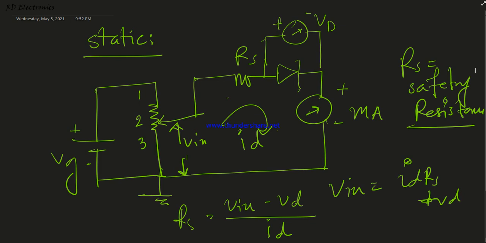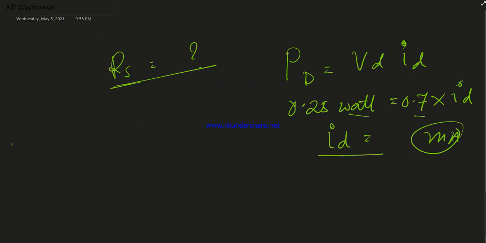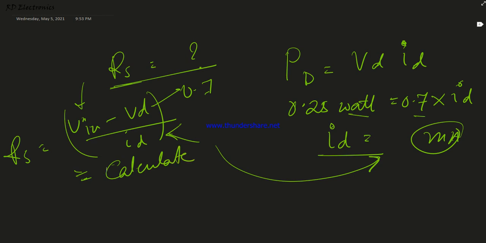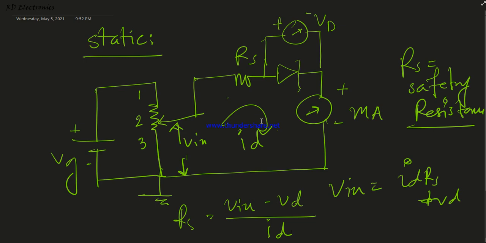So what is the value of V input as per your requirement? What is the value of RS? I have again written here V input minus VD by ID. So V input, say, consider 12 volt, VD equal to 0.7, and the current value we get from here. Finally we calculate this value of resistance and connect this circuit. After finishing this process, we make this circuit and vary this potentiometer. When we vary this potentiometer, the diode voltage drop also varies, and according to the diode voltage the current also varies.